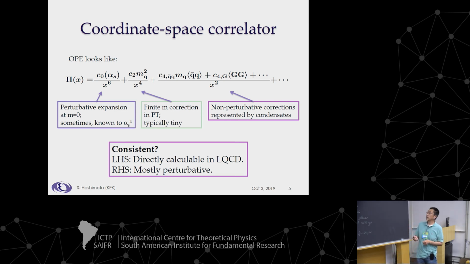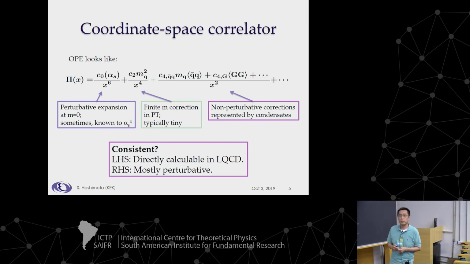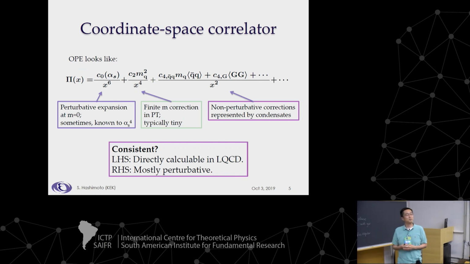And in addition to that, there is a very small quark mass correction and also the leading power correction that is expected from the operator product expansion, and that has a 1 over x squared dependence on the distance between the two currents. So the question is whether this type of theoretical expectation can really be confirmed using the lattice data.